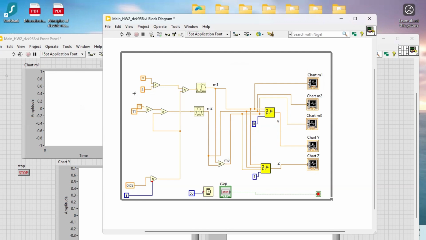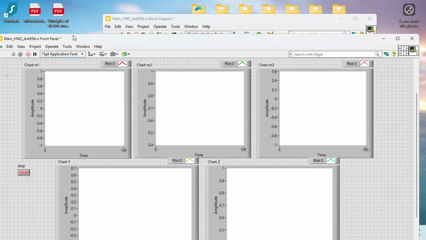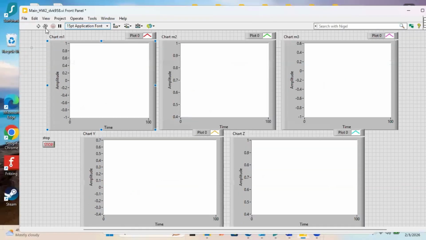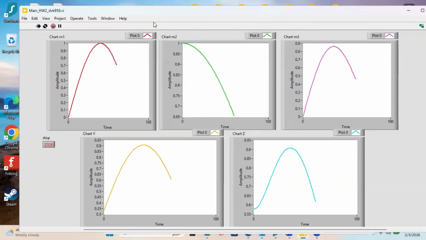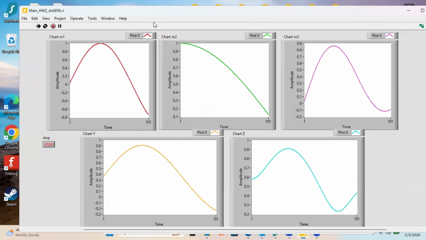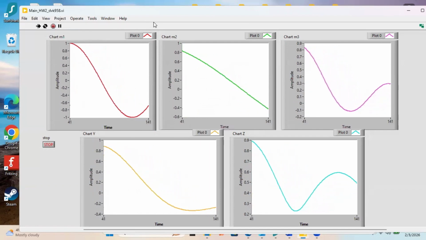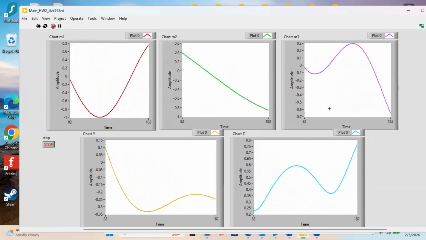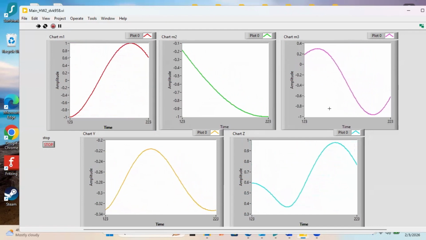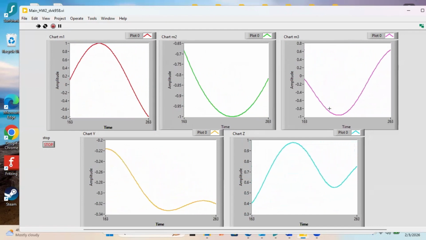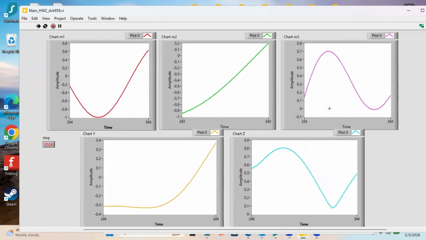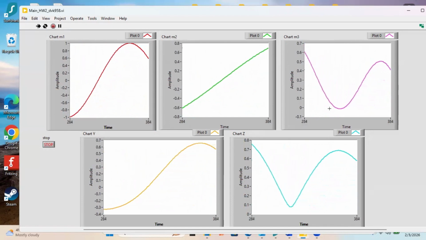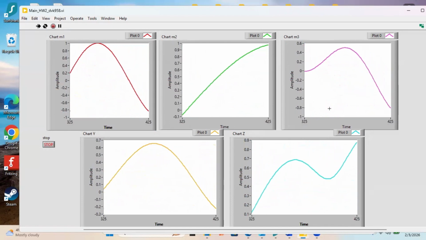And then charts and results. We hit play. You can see the sinusoid waveforms being formed. So on the front panel, I use 5 waveform charts to display M1, M2, M3, Y the mean, and Z the RMS. The chart backgrounds were changed to white as required.